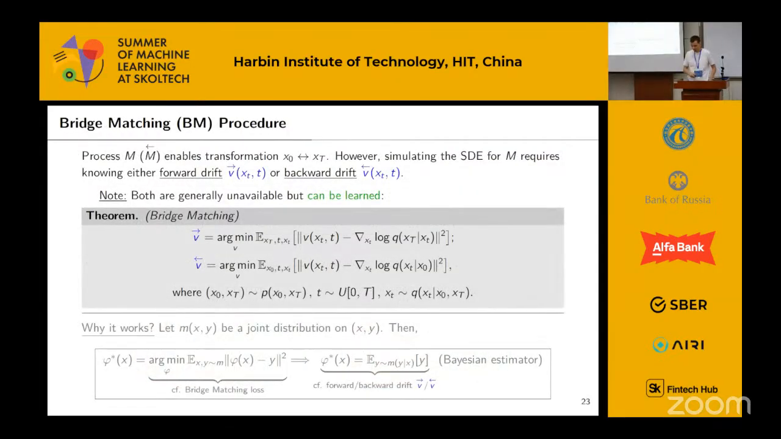This one. Could you please explain? Am I right that the main distinction between score matching and bridge matching is conditioning on endpoints? When score matching, we just condition on previous points. Yes, exactly. Thanks.